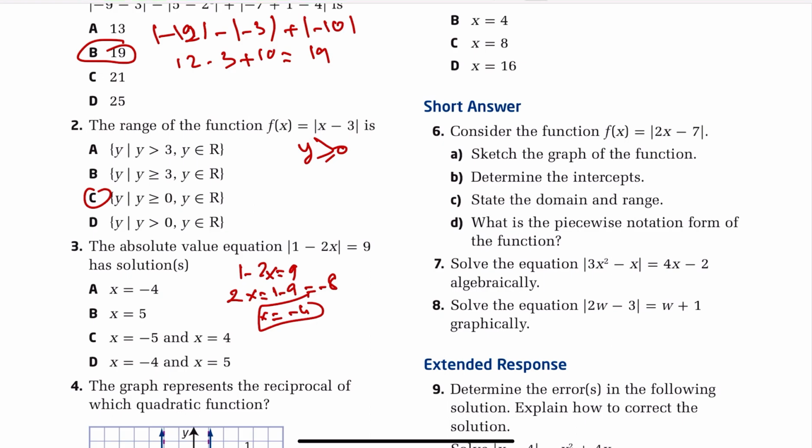The second answer, we need to have a minus for the whole thing. So which will give us minus 1 minus 2x equals 9, minus 1 plus 2x equals 9, so 2x is equal to 10, x is equal to 5. So we have 5 and minus 4, and 5 and minus 4 is D.